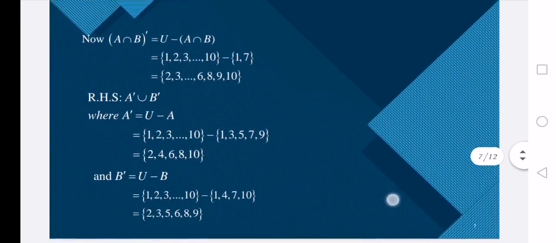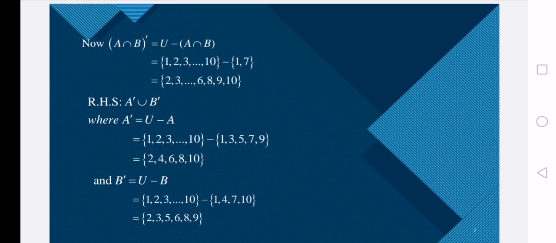So (A intersection B) whole complement is equal to U minus (A intersection B), which is equal to {1, 2, 3 up to 10} minus {1 and 7}. That is, we are going to find the difference of U and A intersection B. Since 1 is in U and also in A intersection B, it won't be written in (A intersection B) whole complement. Since in the difference of two sets, we write those elements which are in the first set and not in the second one.